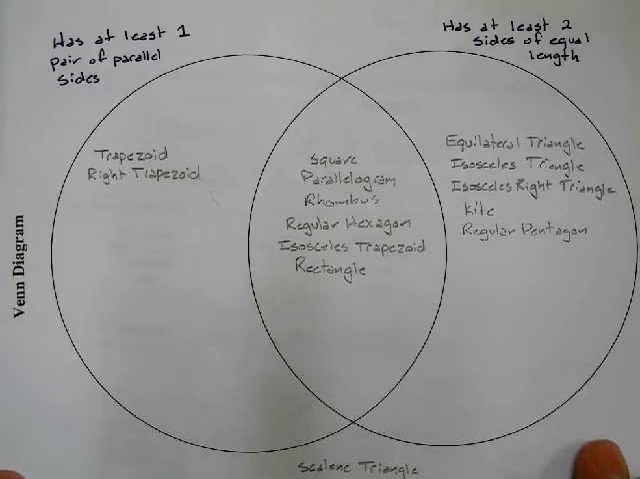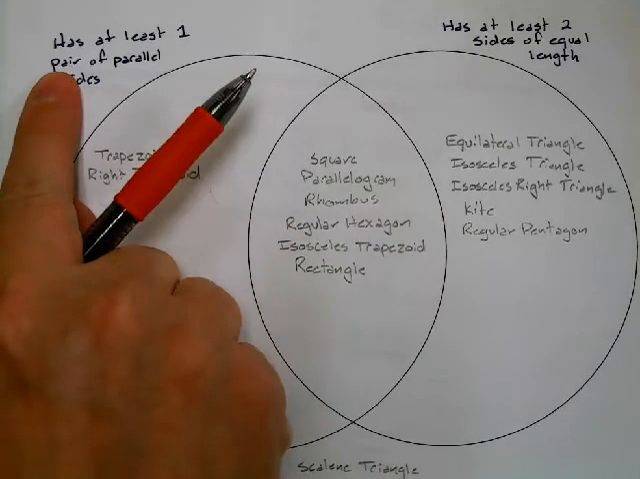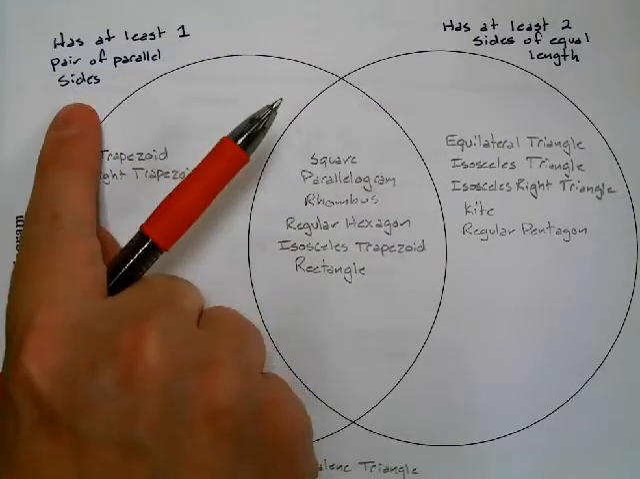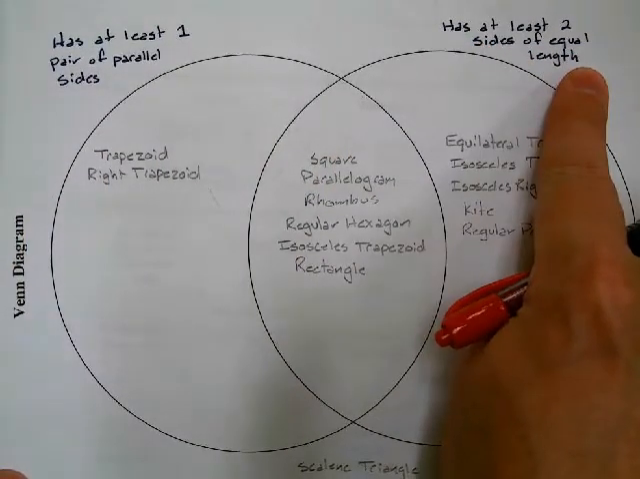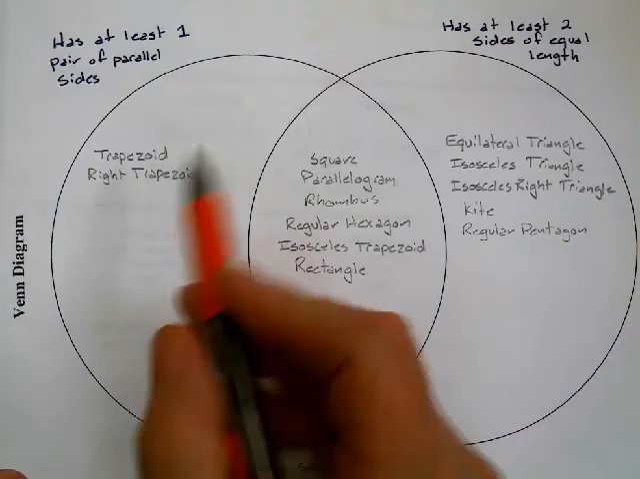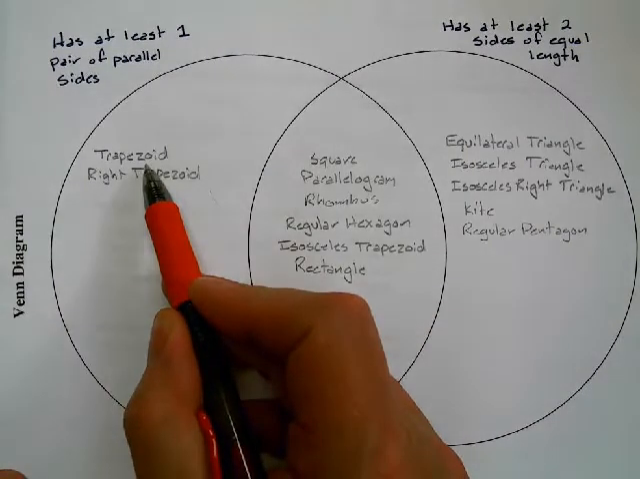This first condition, remember, was has at least one pair of parallel sides. This one was has at least two sides of equal length. Now let's see what we've got here. A trapezoid is in this section. A right trapezoid is in this section.